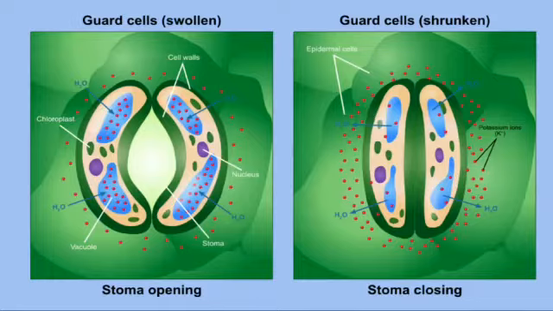What happens when it absorbs the water? The guard cell will swell up, and it looks like a bean. Okay, the structure is bean-like.